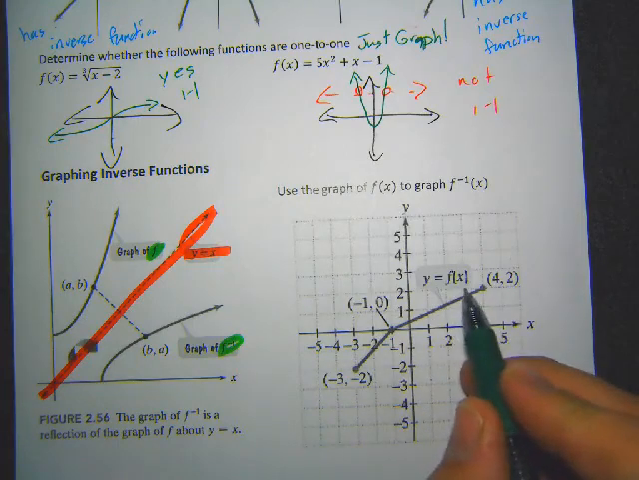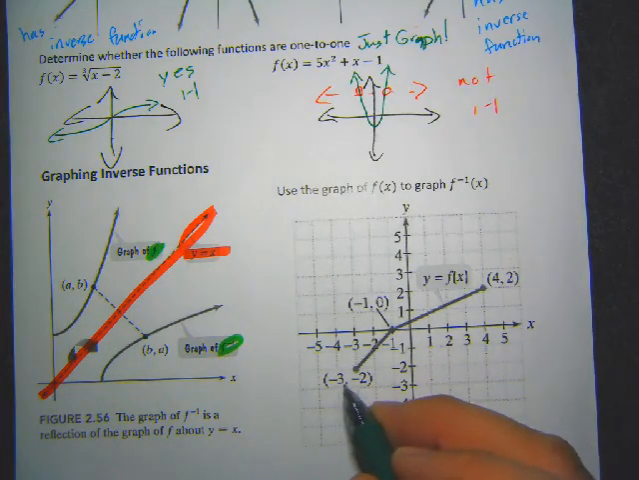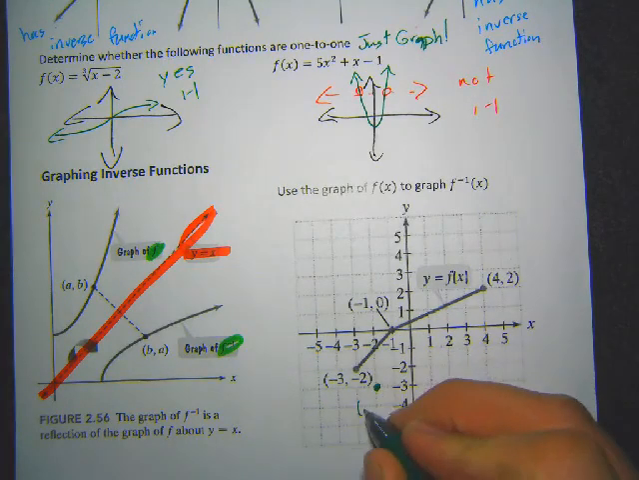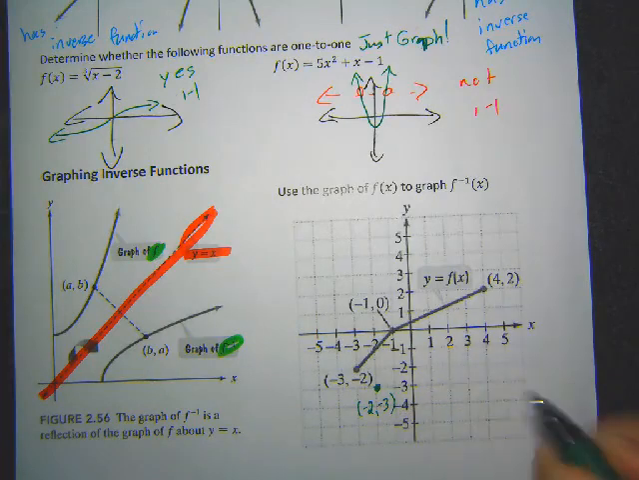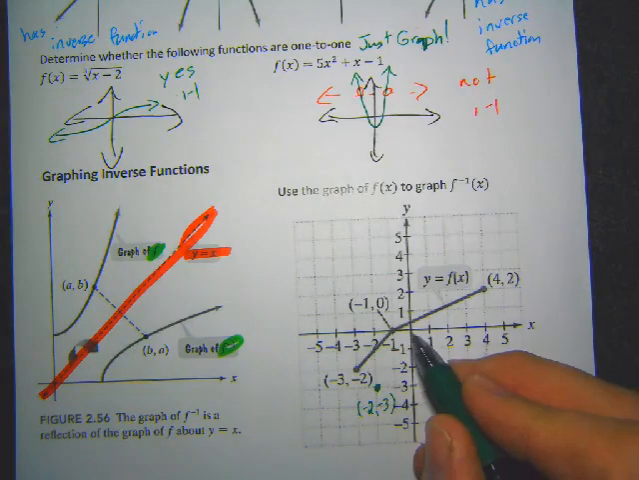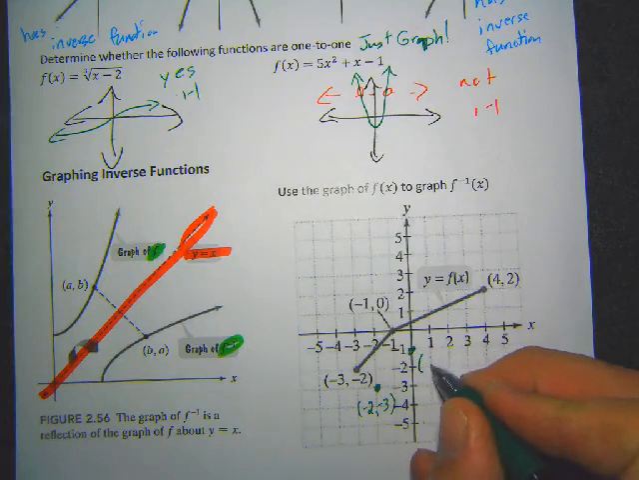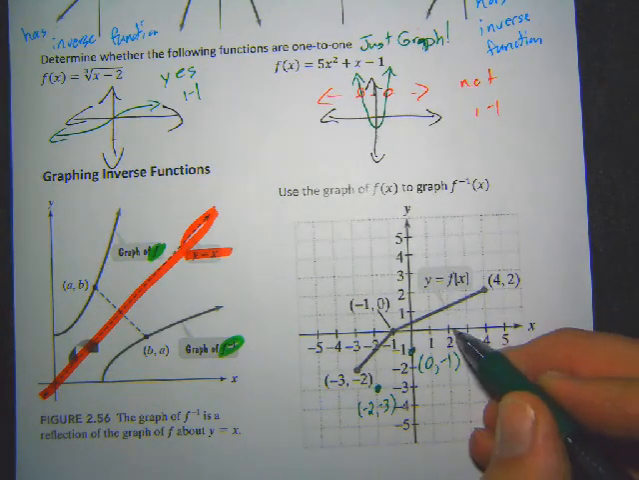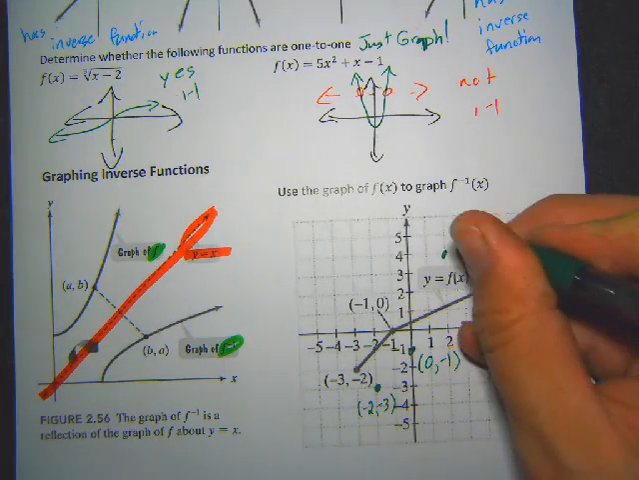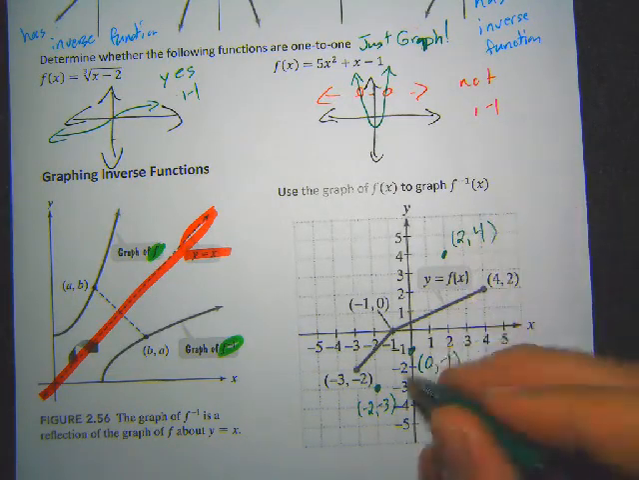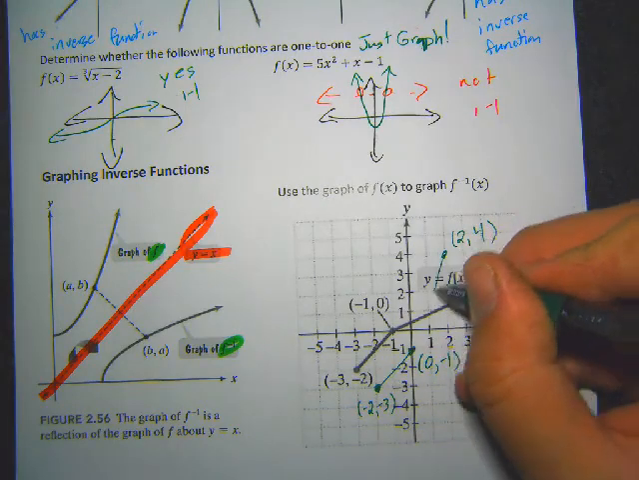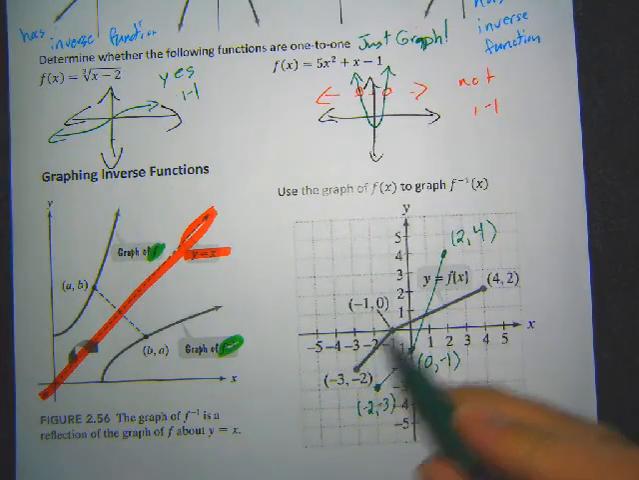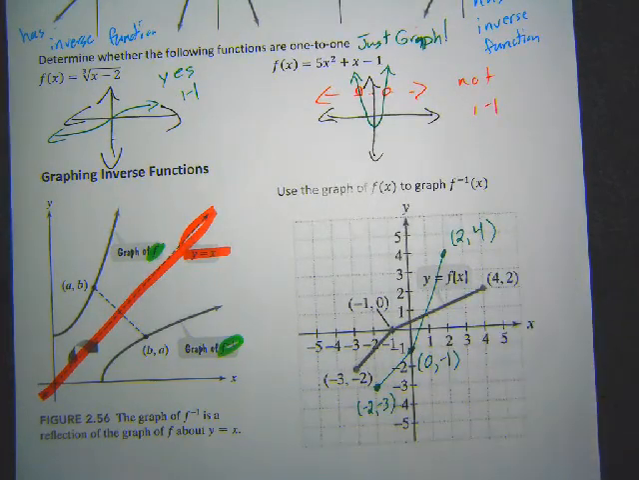So this is the original function, f of x. Let's look at the inverse. First off, instead of -3, -2, we do -2, -3. That would be our point right here. Instead of -1, 0, we do 0, -1. So that would be that point right there. At 4, 2, we do 2, 4. That would be a point right here. If I connect those points, you can see that this inverse function and this other function do make that nice symmetry now.